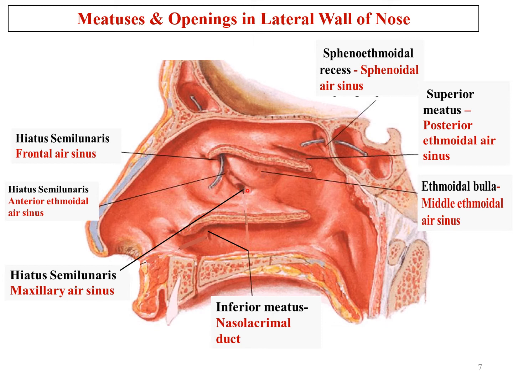And in the hiatus semilunaris, we'll have the frontal air sinus, the anterior ethmoidal air sinus, and in the lowest part you can see here, this will be the maxillary air sinus. Coming to the inferior meatus, what opens into the inferior meatus? The structure that you can see opening here is the nasolacrimal duct. So in the inferior meatus, we have the opening of the nasolacrimal duct.